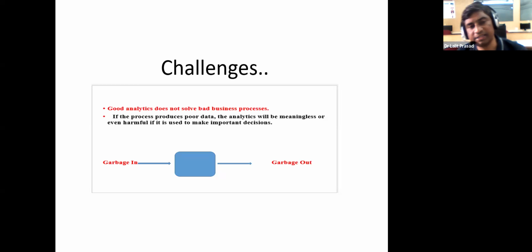So if the process produces poor data, the analytics will be meaningless. Analytics doesn't understand; there is just an algorithm in it. If we give the correct data, then only it will give you the correct output. That's why human intervention is required. You cannot depend on software and programming languages for everything. You have to give the software or the analytical tools the correct data, then only will it give you the correct output.